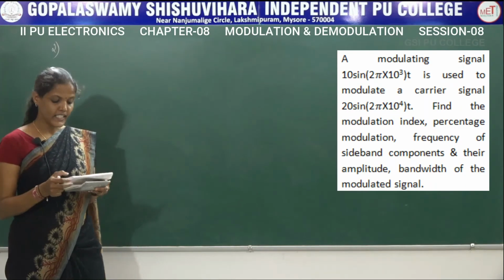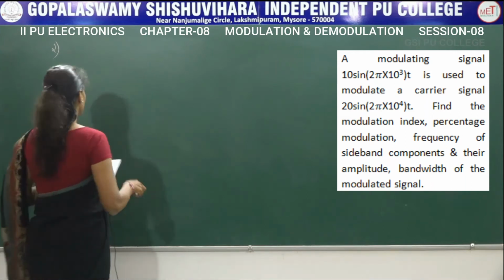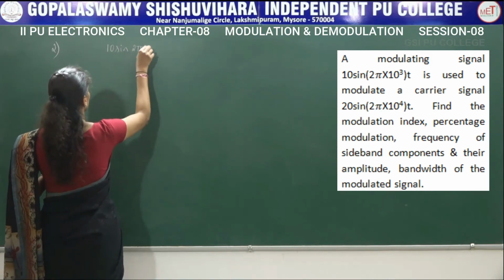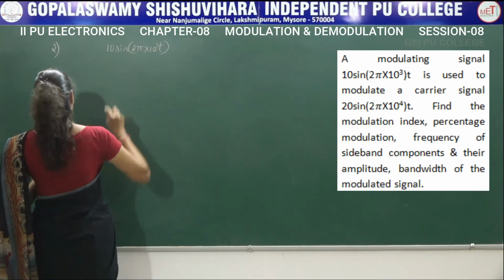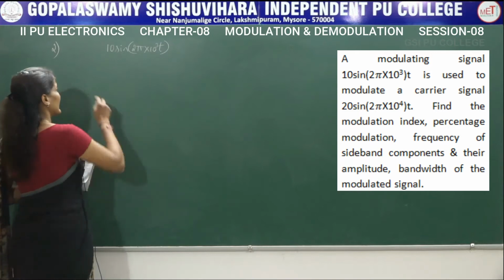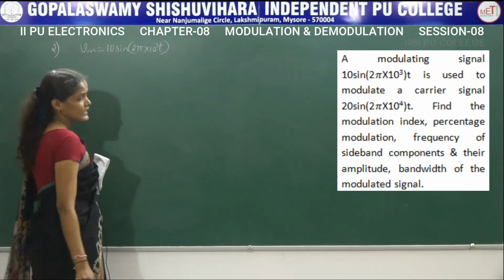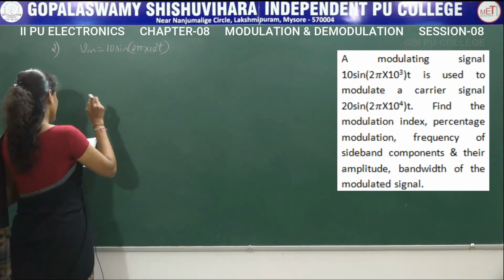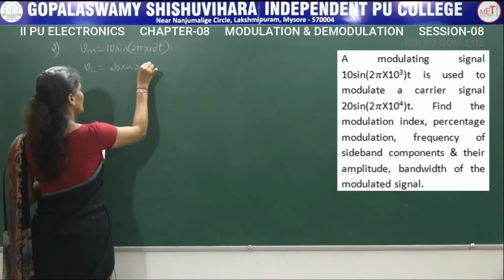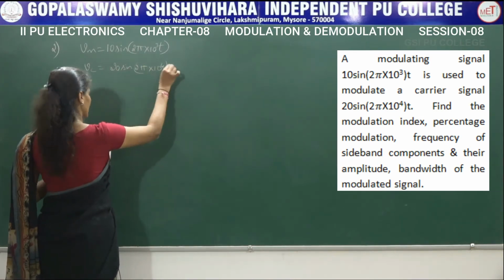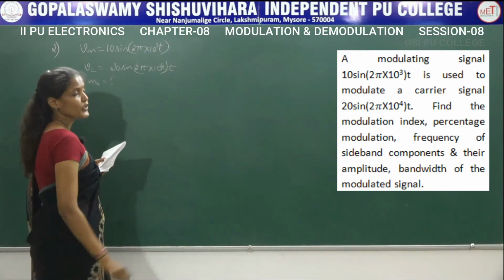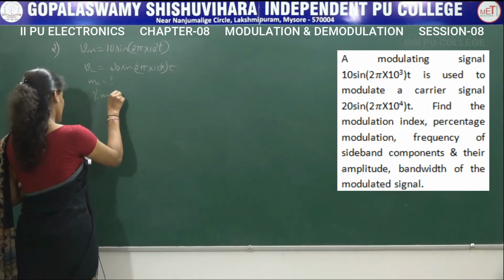A modulating signal 10 sine 2 pi into 10 to the power of 3 t is used to modulate a carrier signal. Next is the equation of the carrier signal, whereas this is the equation of the modulating signal. It is used to modulate a carrier signal 20 sine 2 pi into 10 to the power of 4 t. Find the modulation index, that is Ma, and percentage modulation, that is percentage Ma.